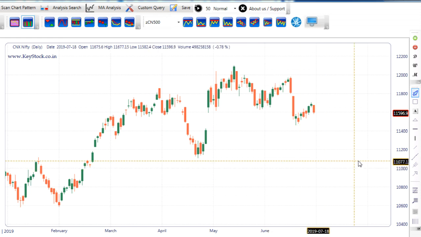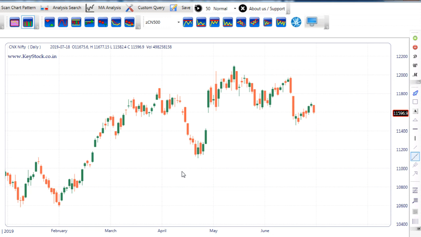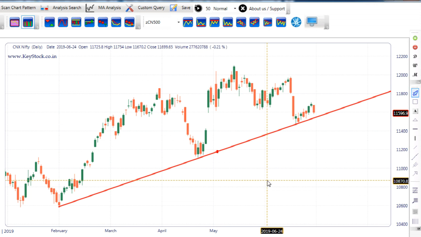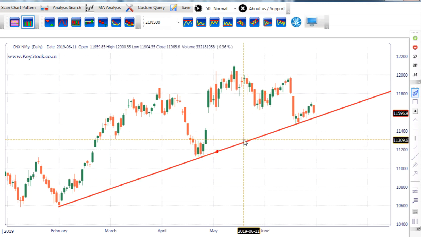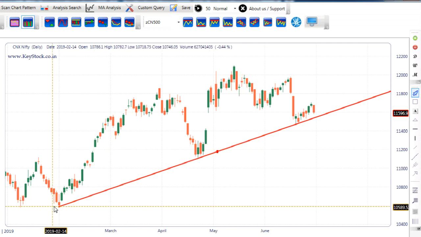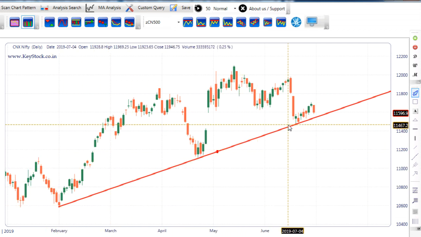Trendlines can be a trader's best friend. We draw trend lines by connecting either swing lows or swing highs. Here we are drawing a trend line connecting the swing lows. This is the start of the trend line and this is the end of the trend line. Now we will draw another trend line connecting the swing highs.